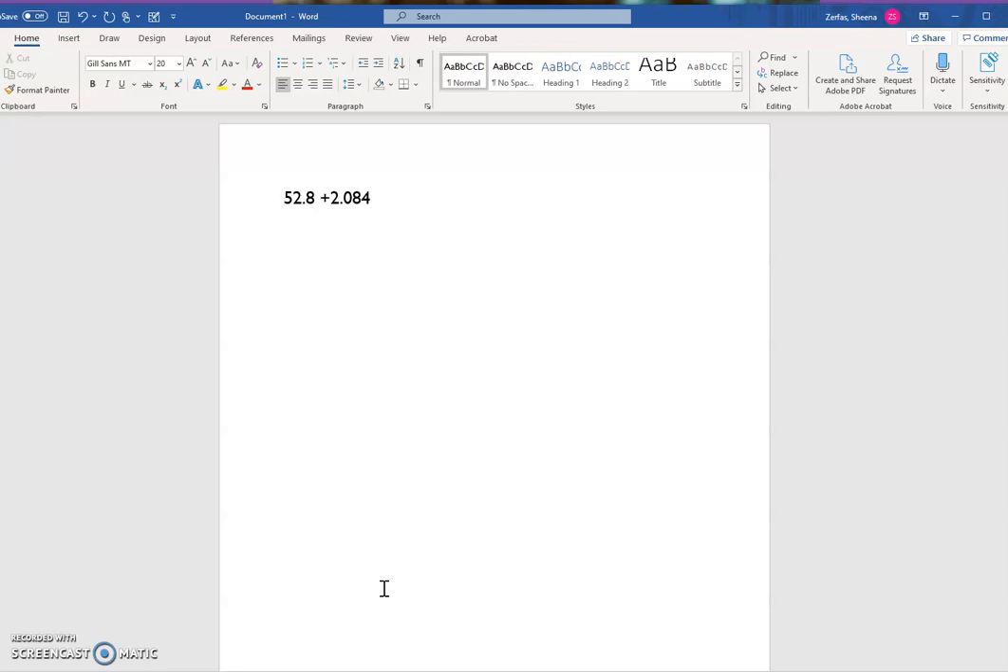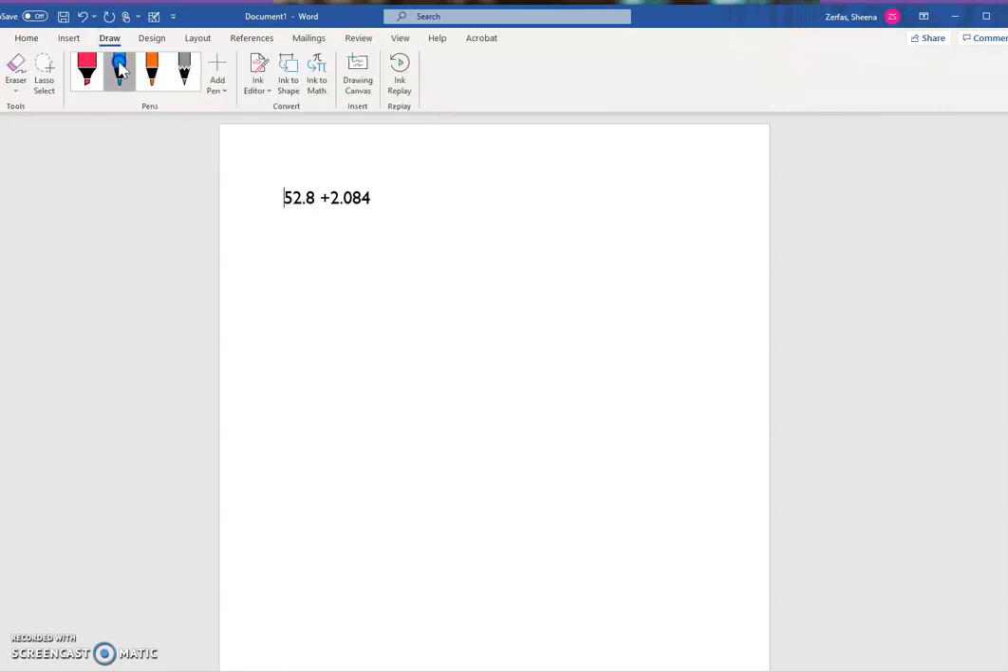When we are adding decimals, we're going to set this up vertically, meaning one of these numbers will be on top of the other. When I'm doing that, I want to make sure that I have the decimal points of each of the numbers lined up. In doing so, this makes sure that I'm adding the same place values together.